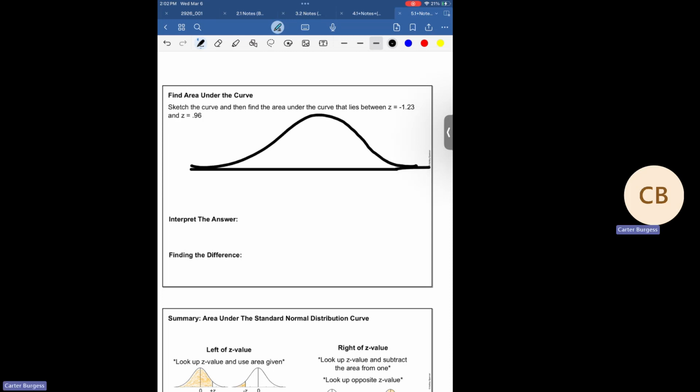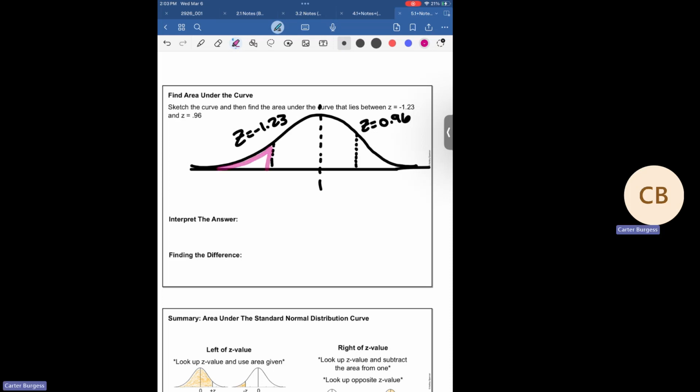Okay. So we have our normal distribution. We've got our first z-score at negative 1.23, second z-score at positive 0.96. If I look at the area to the left of my leftmost z-score here, what area is that going to fill in for me? What would the table tell me?